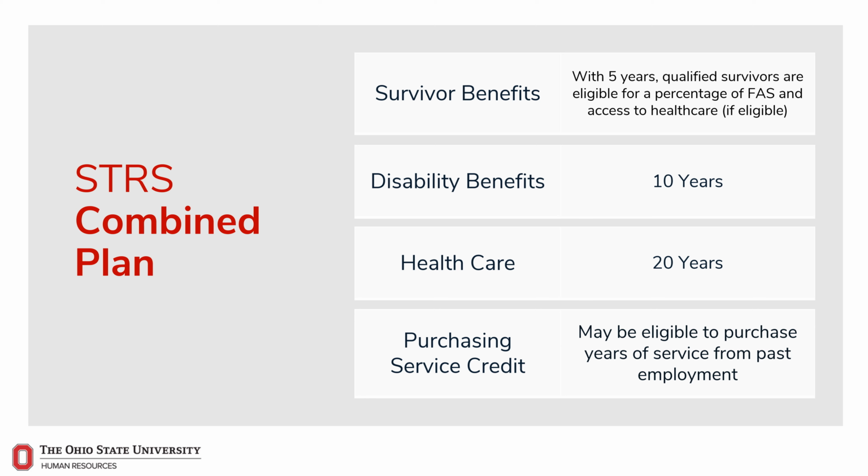The defined benefit portion of the combined plan provides access to health care coverage for participants with at least 20 years of service credit vesting. The defined benefit portion also includes other benefits such as disability, survivor benefits, as well as the ability to purchase service credit. These benefits are not guaranteed and may be modified or discontinued at any time.